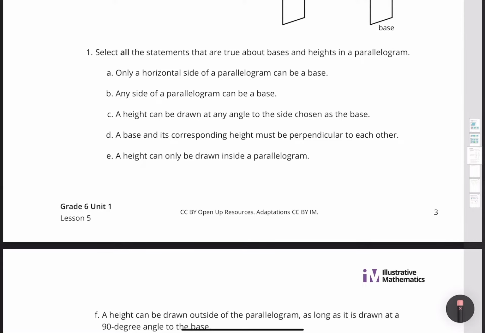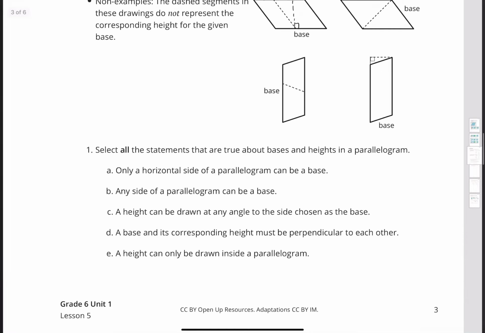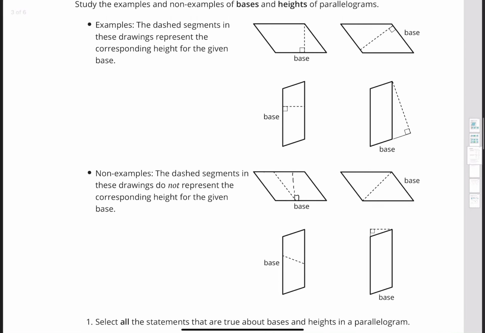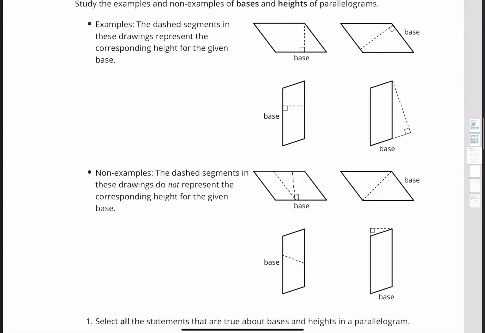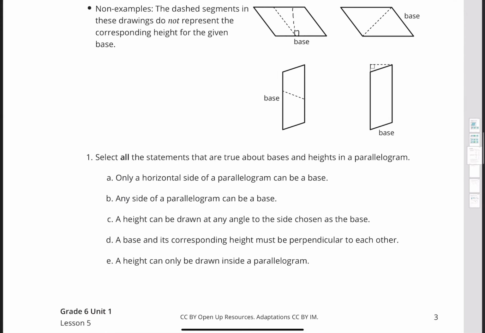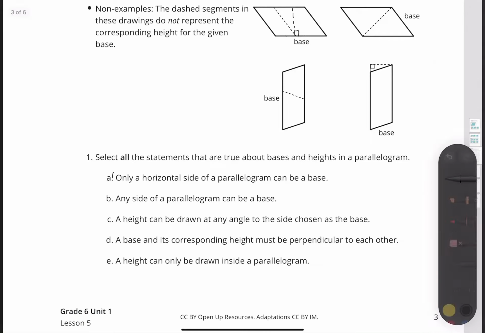It says only the horizontal line of a parallelogram can be a base. So let's scroll up to see if that's true. Looking at the examples of a parallelogram, it looks like the left side was a base, the bottom horizontal line was a base, the left horizontal line was a base, and the bottom was a base again. So that cannot be true because you see that the base switches up in the ones that are examples.